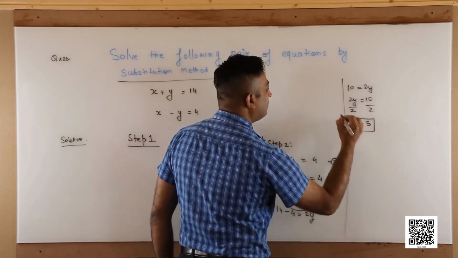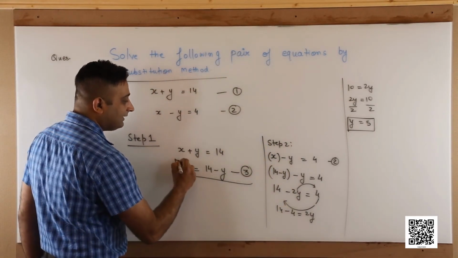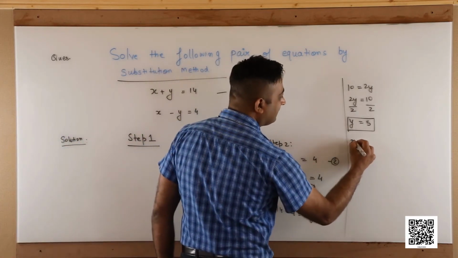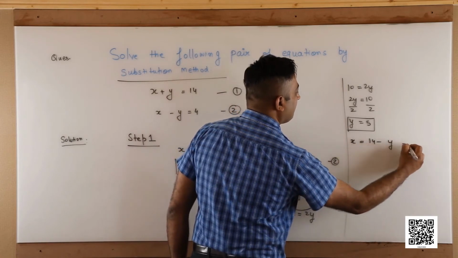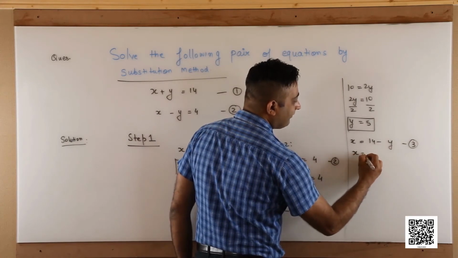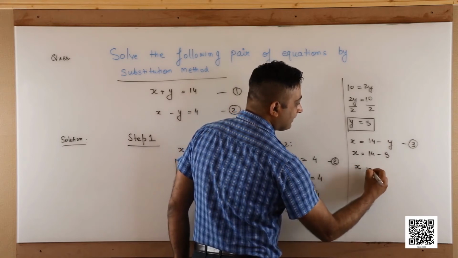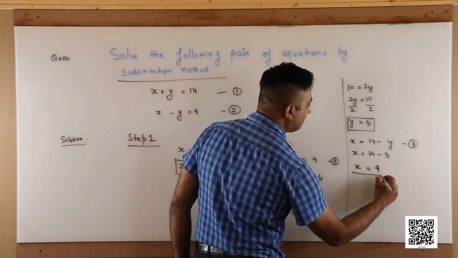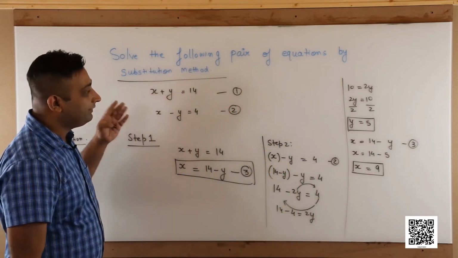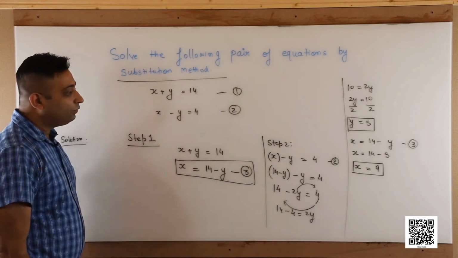So now we will put this value of y in equation number 3. In this we have already found that x is equal to 14 minus y. This was equation number 3. Now we will put the value of y equal to 5 in equation number 3 to find the value of x. So x is equal to 9. So we have found the solution of this pair of linear equations in two variables, that is x equal to 9 and y equal to 5.